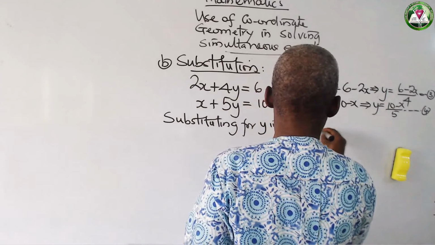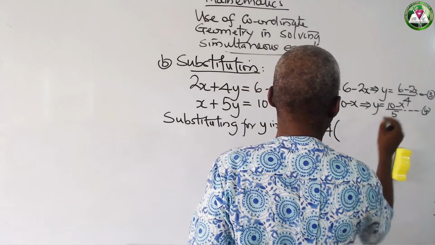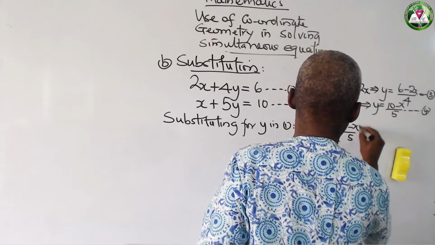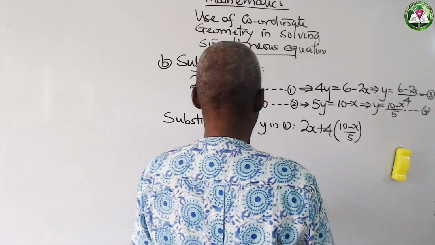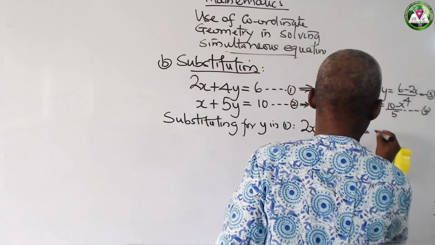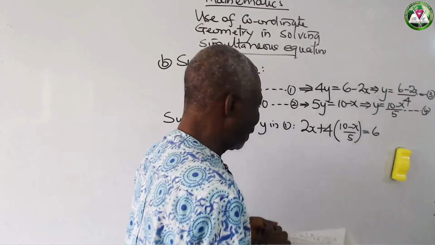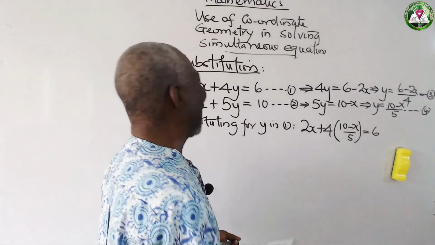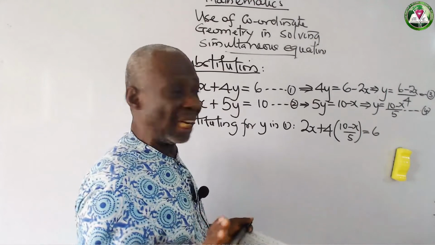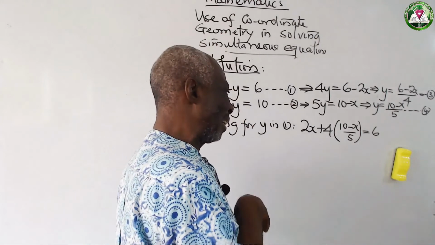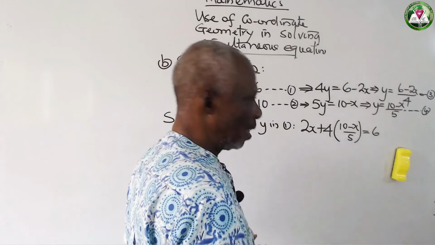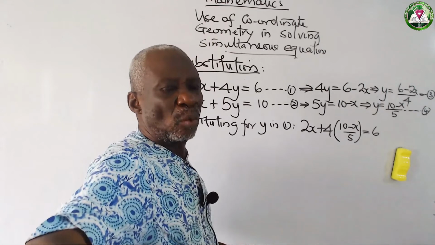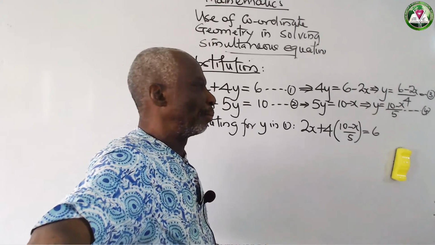We will now have 2x plus 4 of y, but remember our y now is 10 minus x all over 5. That is what our y is. Then the answer is equal to 6. We took 4 against 1. We can take 3 against 2. It will still give us the answer. Don't take 3 against 1, 4 against 2. Don't substitute in the very place where you made the subject of the equation. Carry it to the next brother.